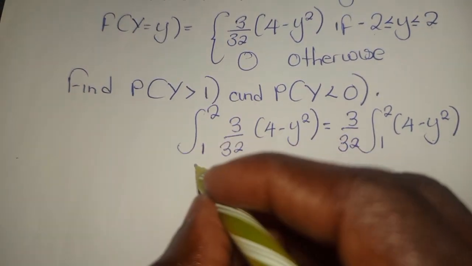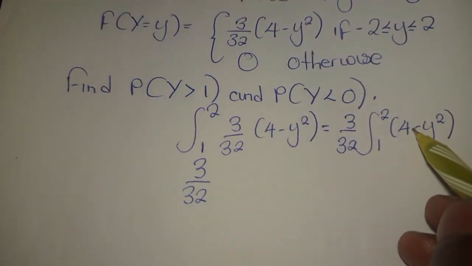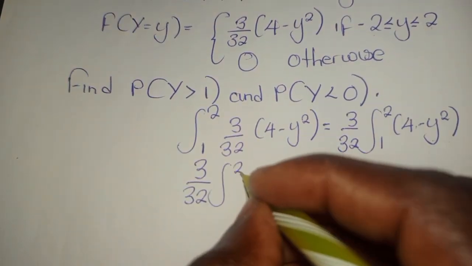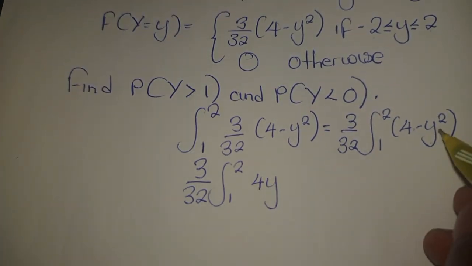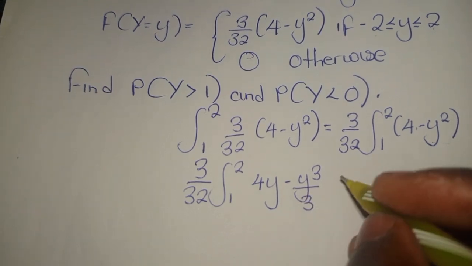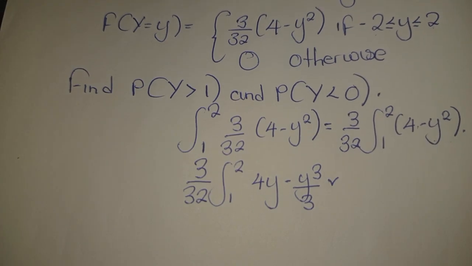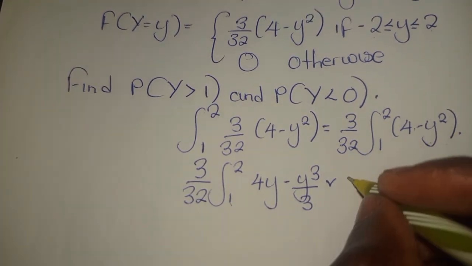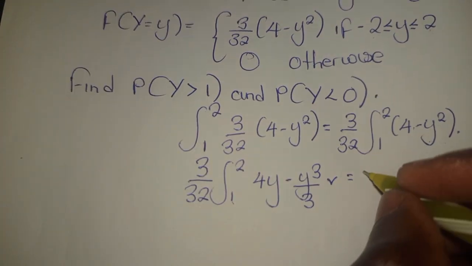So we know for sure that for us to be able to integrate, if there is no variable, which means there was y to the power 0, then when we integrate 4, it will be 4y, and when we integrate y squared, it will be y cubed over 3. So this is the integral of this expression. Then remember, we need now to substitute 2 and 1. So immediately we substitute 2 and 1, this is how our equation will be.